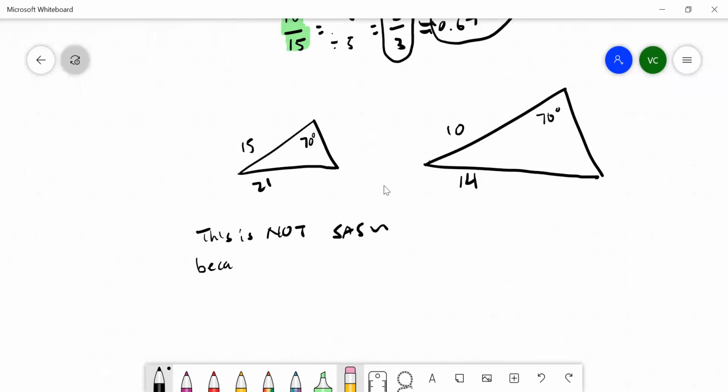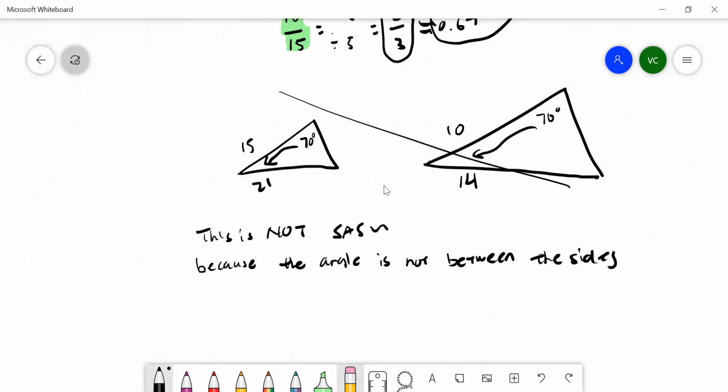Because the angle is not between the sides. You see, it only works if the 70 were over there. It only works if that equal angle is between the two sides we're looking at. So that's a very common mistake. Make sure you don't make that mistake.